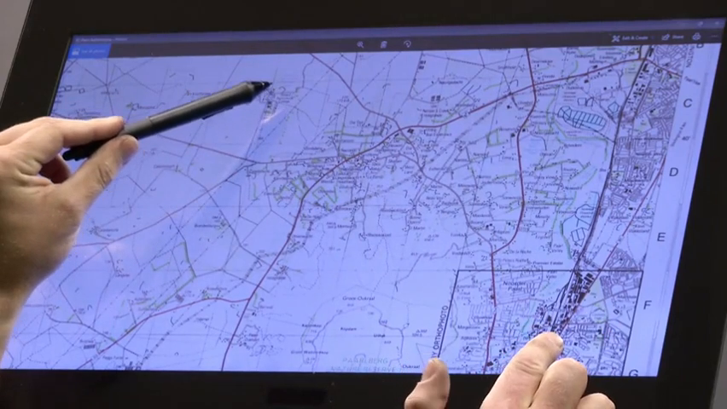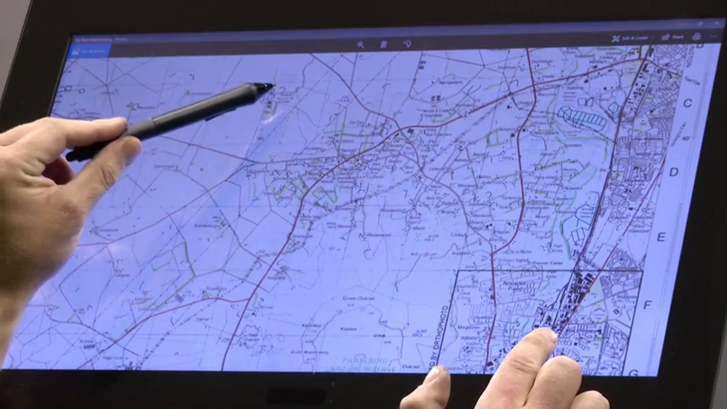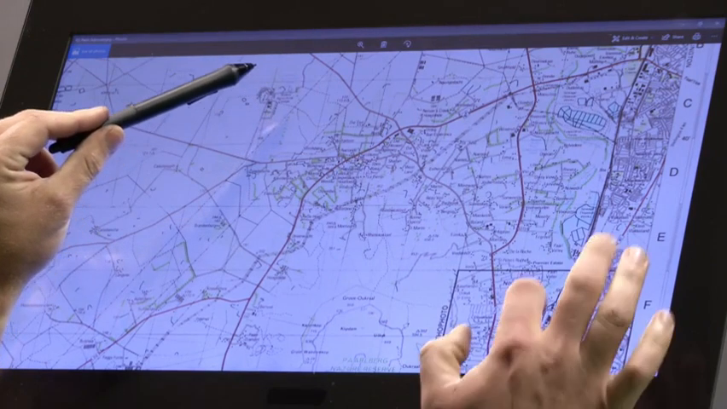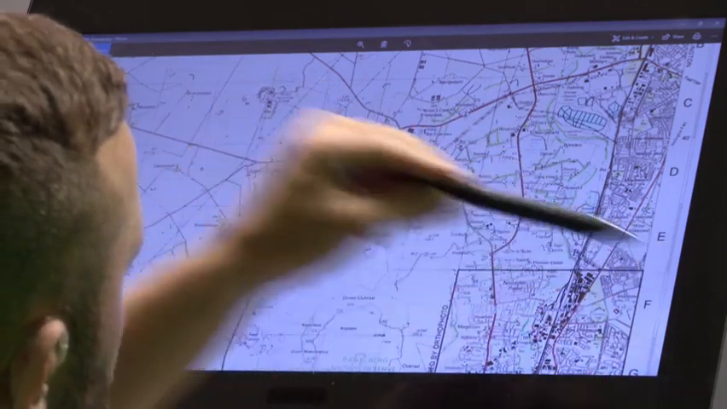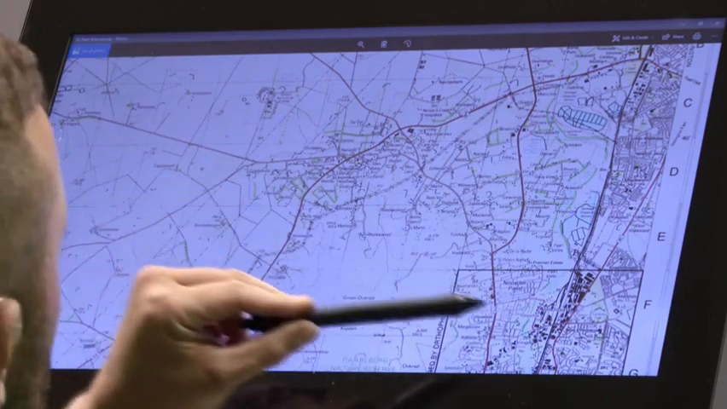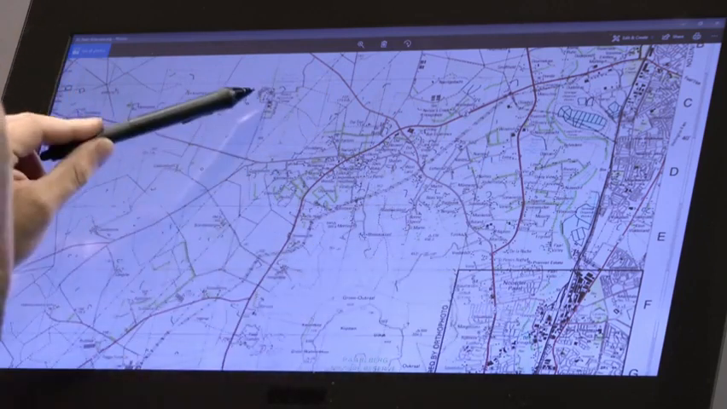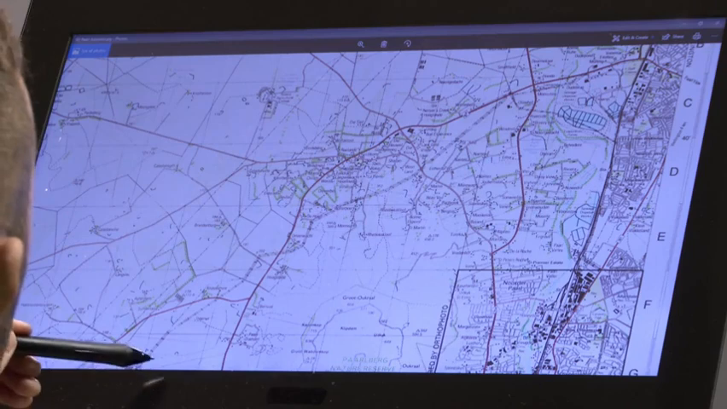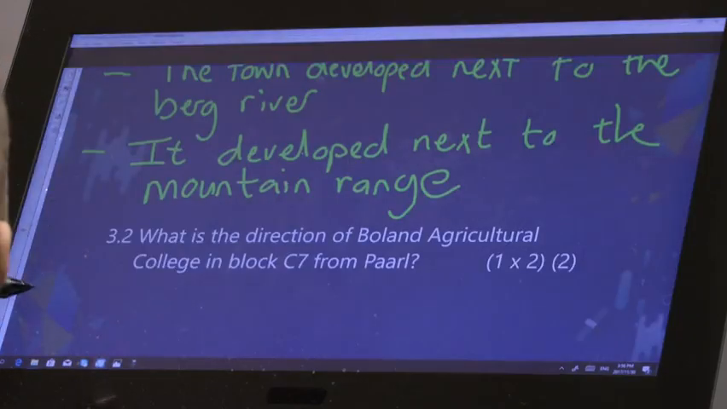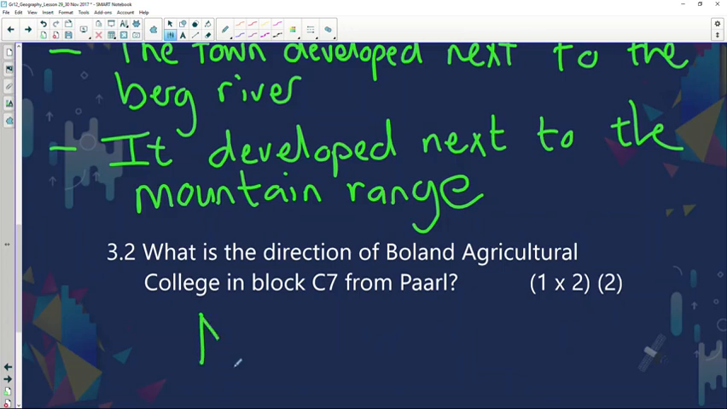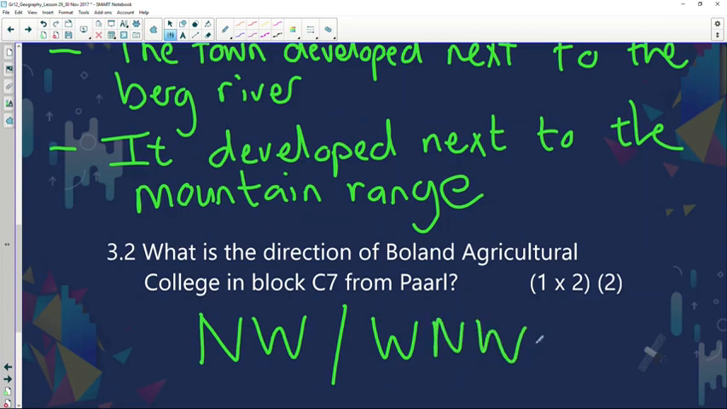What direction do you think the question states? What's the direction of Boland Agricultural from Paarl? Paarl is over there, north will be situated over there, east, south, west. So the direction from Paarl to the Boland College will be northwest. And we will also accept west-northwest.